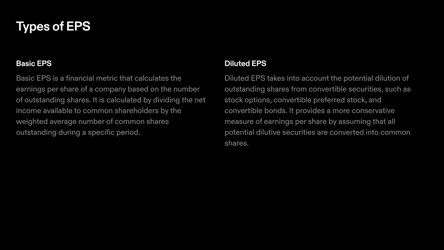3. Types of EPS. Basic EPS. This calculation considers only the number of common shares outstanding and does not account for dilution from potential convertible securities. Diluted EPS. This calculation adjusts for the potential dilution of EPS from convertible securities such as stock options, convertible bonds, or convertible preferred stock. It assumes that all potential dilutive securities are converted into common shares.